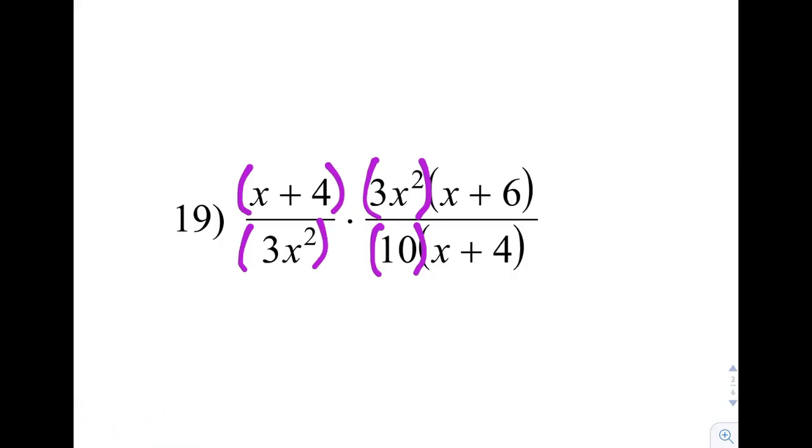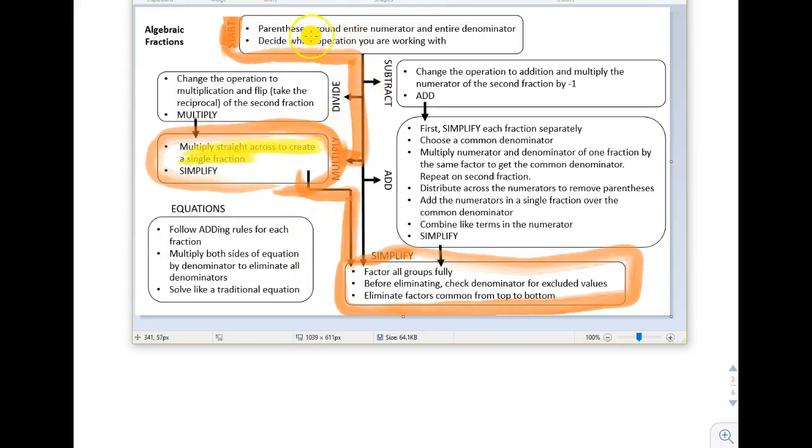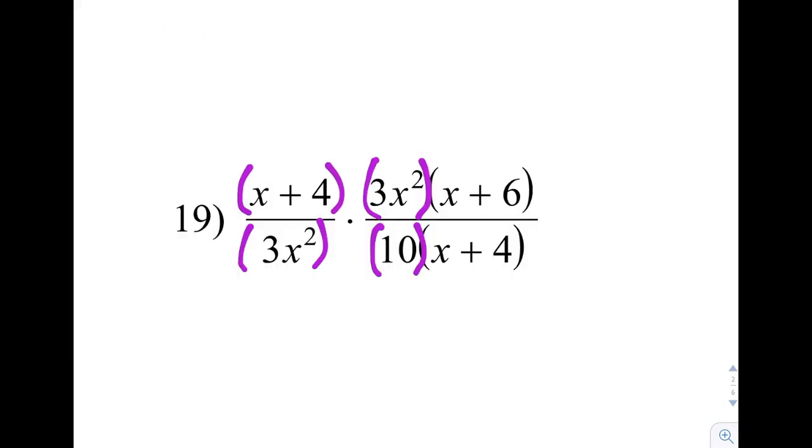So getting back to our chart, it says decide which operation. We're multiplying. Multiply straight across to create a single fraction, meaning that we are going to take this times all of that. We're going to take this 3x squared on bottom times the 10 and the x plus 4, and we're going to make a single fraction. We now have a bunch of stuff on top times each other, a bunch of stuff on bottom.